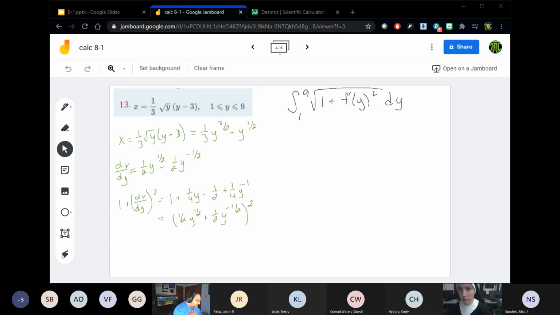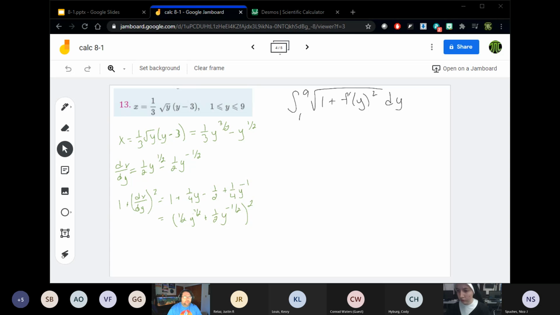I'm talking to myself because I didn't put down my mic. So the first thing we're going to do is change the x into two terms instead of a product of factors. So we get rid of the parentheses by distributing the 1/3 y square root of y. And we get 1/3 y to the 3/2 minus y to the 1/2. Then we do the derivative of that because that's pretty easy now. And we get 1/2 y to the 1/2 minus 1/2 y to the negative 1/2.